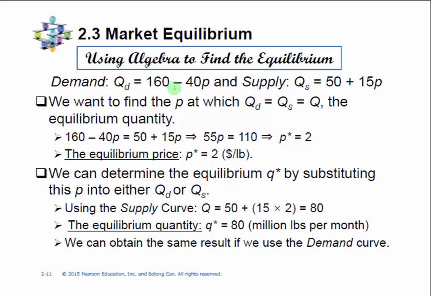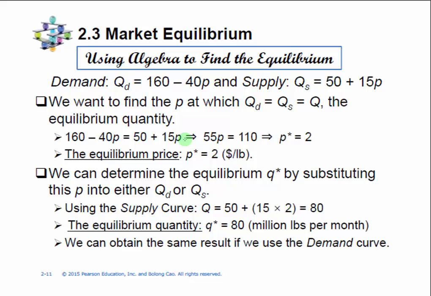What that's saying is basically you have two equations and two unknowns. We want to find the equilibrium point in the market. We want to find a price such that the quantity supplied equals quantity demanded. And that's exactly how we solve this two equation and two unknown system. Obviously the easy thing to do is to equate the quantities, and then we can solve for price. So 160 minus 40p equals 50 plus 15p.